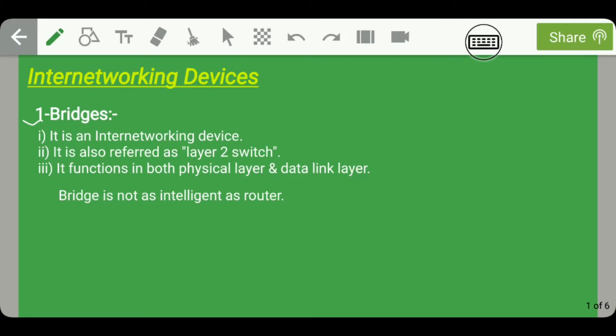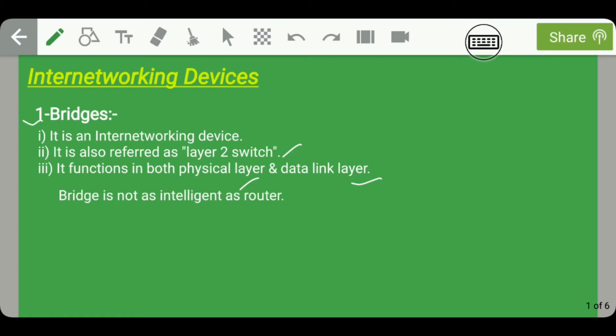Guys, features of bridges are that it is an inter-networking device. Moreover, it is also referred as layer 2 switch. And moreover, it functions in both physical layer and data link layer. Guys, what does this layer 2 switch mean, what does the physical layer mean and what does the data link layer mean? That we will study in the next lecture when we will be studying about OSI reference model.